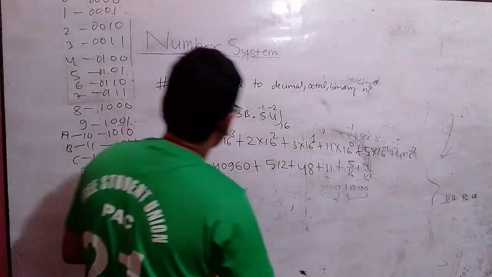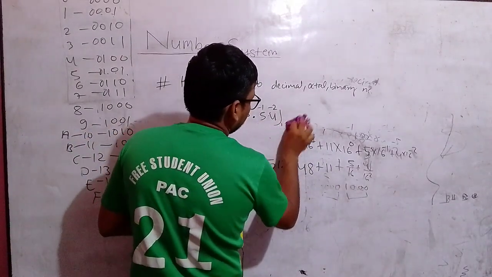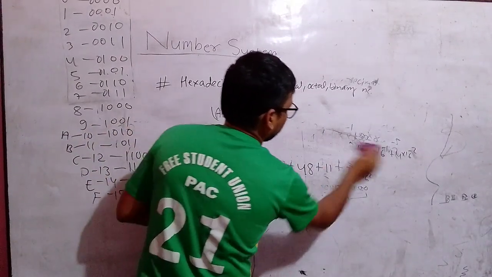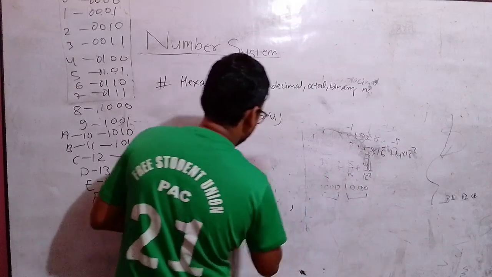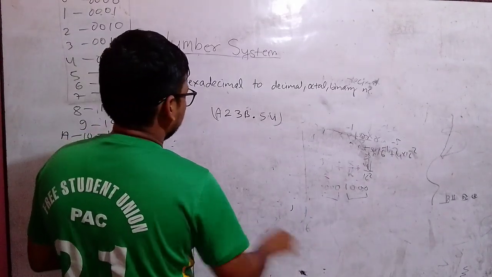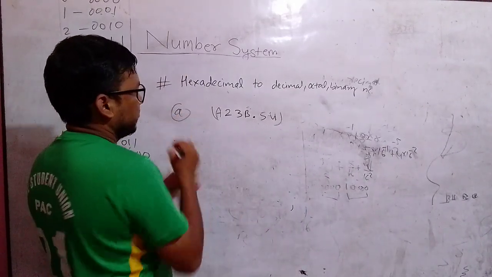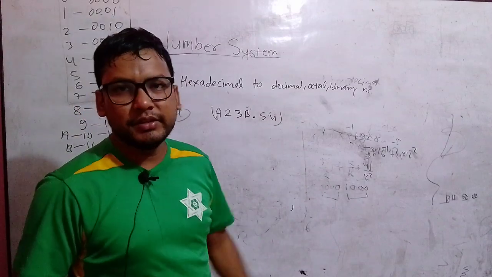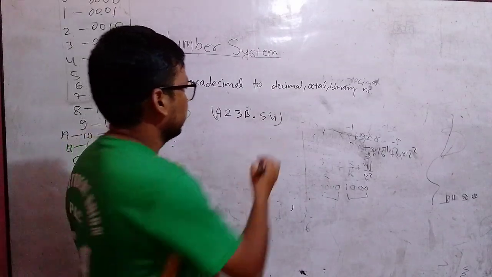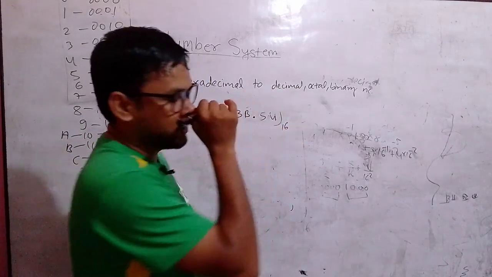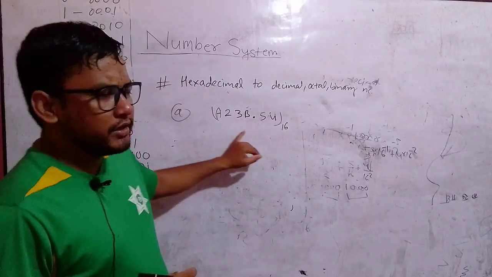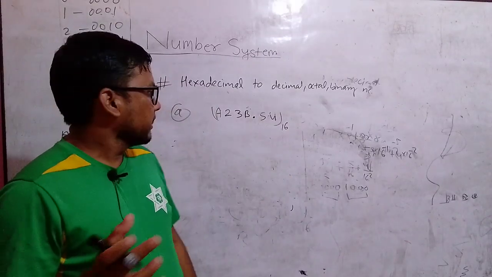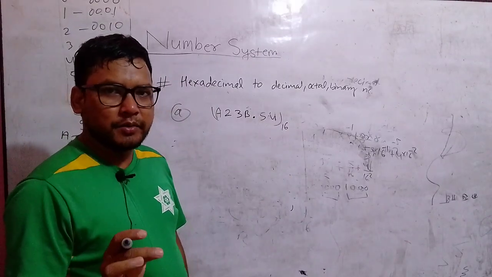Now let's see an example. Suppose this is a number A23B.54. This is a hexadecimal number. Its base is 16. Now we need to find out the binary equivalent of this number.